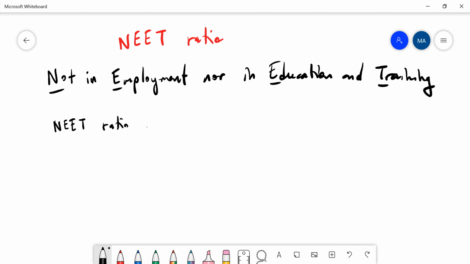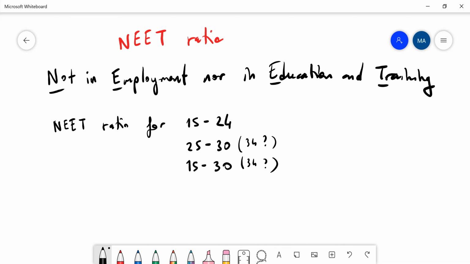NEET ratio for 15 to 24, and then NEET ratio for 25 to 29, I guess, or together maybe that could be 34. I'm not sure. You can check. And also, we can do it for males and females. Okay? And why is that important?